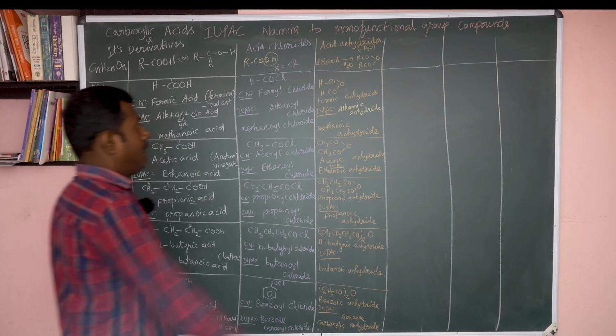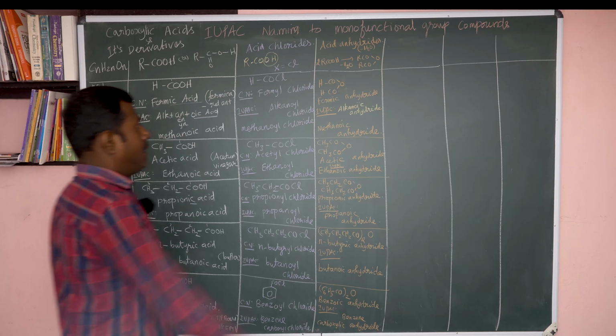Okay, right. Let us see the next acid derivative: esters. The functional group of esters is COO. Before and after COO, alkyl groups will be present, which may be the same or different. Okay, so these are all esters.